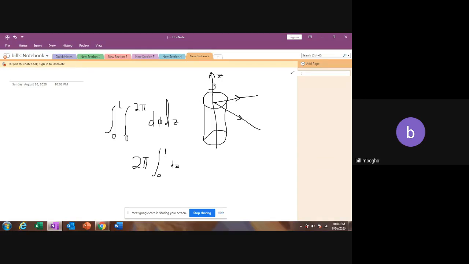If you think about a small area on this curved surface, let's remove this and bring it out. It's going to look something like a rectangle like this. Its height is a small change in z, so that's dz. This is the width I'm talking about here.